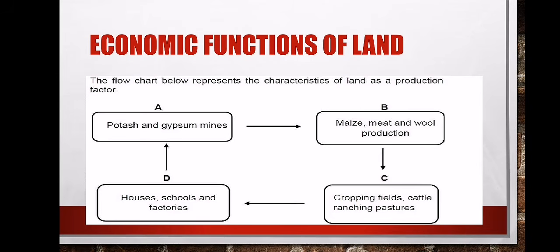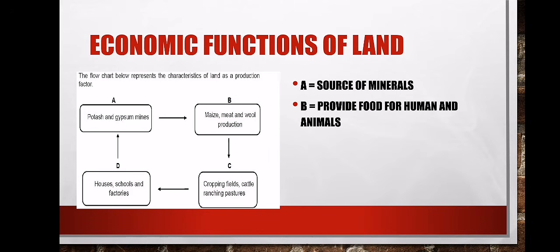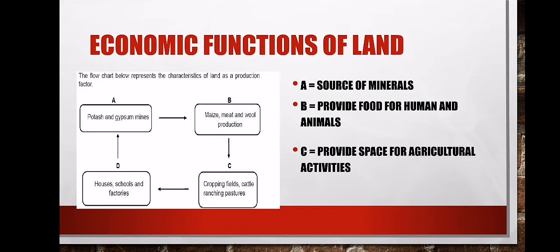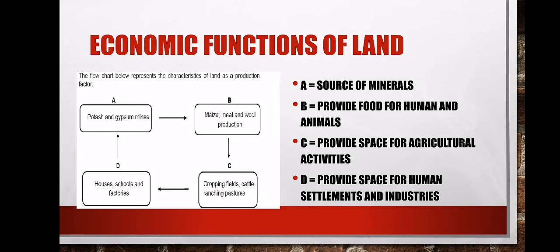But let's see whether we understand it in a nice way. A, we say source of minerals. Yes, we were right. We say it provides food for humans and animals, which is B. C, provides space for agricultural activities. Yes, we were right. And then D, provides space for human settlements. So this is just an example of how questions can be asked in an exam.